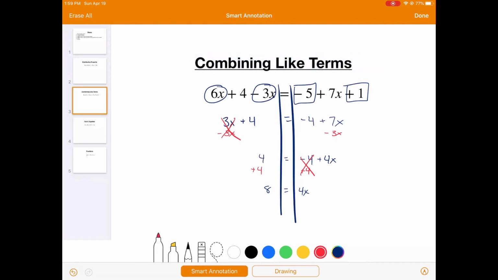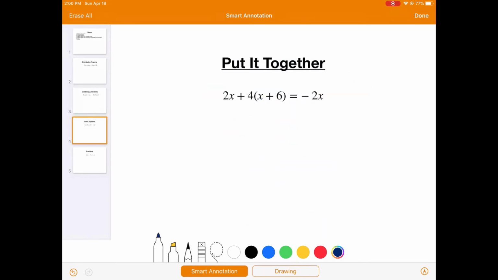And my last step is simply to divide by my coefficient of 4. And 8 divided by 4 is 2. That is my answer. Now let's put all of that together.